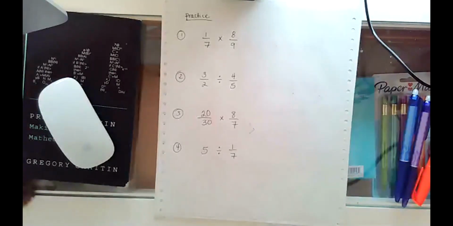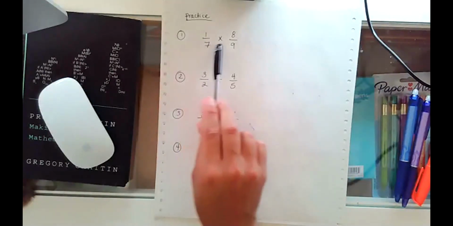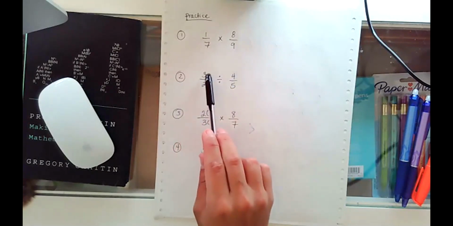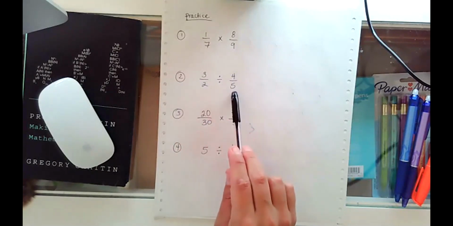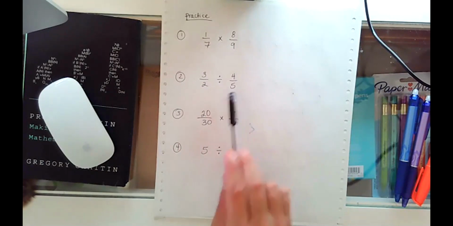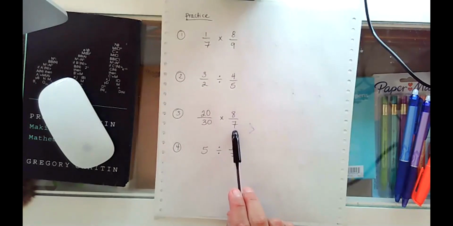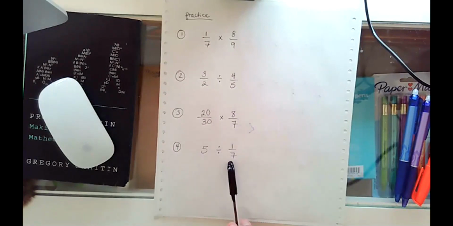Okay, so just to repeat these, the first one is 1/7 times 8/9. Second one is 3/2 divided by 4/5. Third one is 20/30 times 8/7. And then the last one is 5 divided by 1/7.